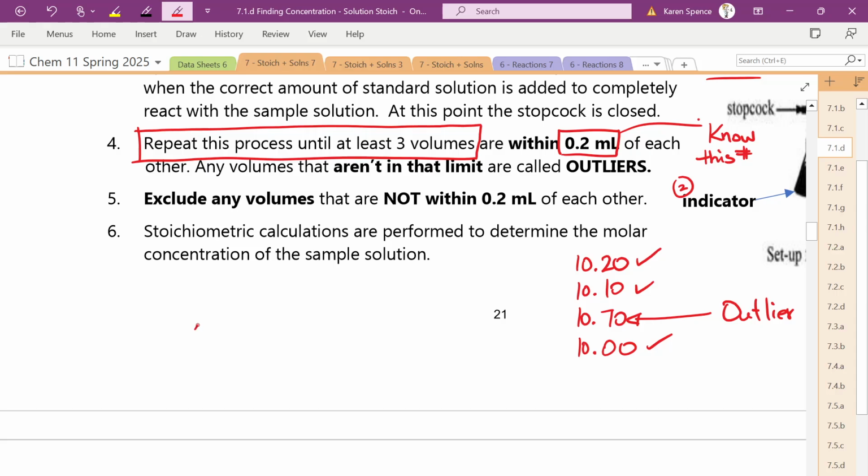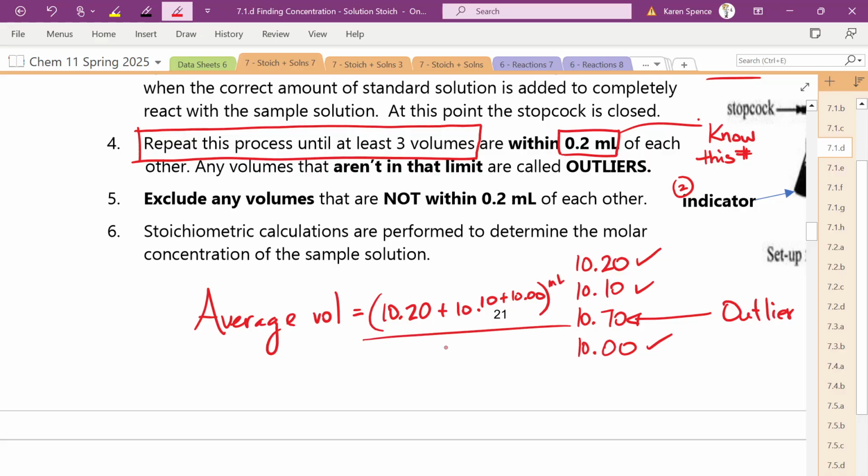So our average volume then, do you guys know how to take an average? Add it together and divide them. So we're going to take 10.2 plus 10.1 plus 10.0 milliliters divided by 3, which gives us 10.10 milliliters. And that is the number we would use in our calculation. Okay?